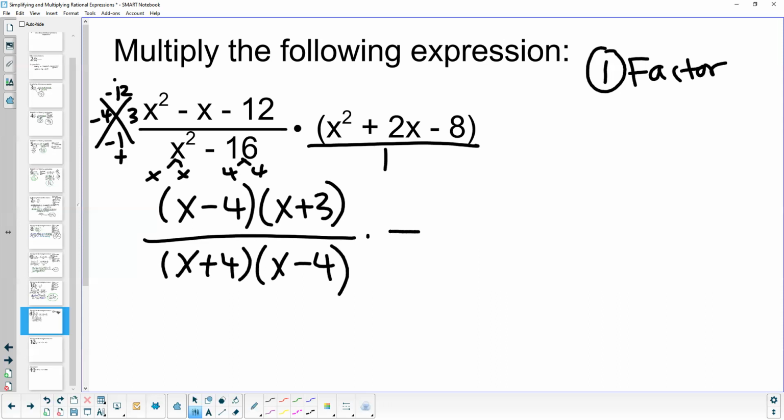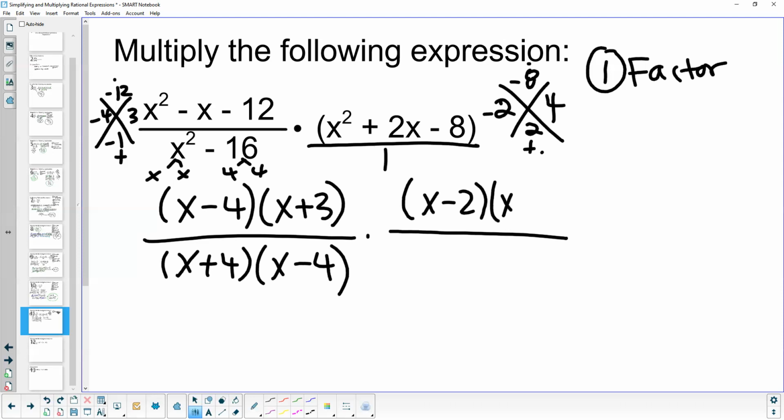Now, how does this relate to this other one? Well, on top, what we're going to have when we factor this completely, we need to figure out what two numbers multiply to negative 8 and add to 2, which is actually going to be negative 2 and 4. So on top, we've got an x minus 2 and an x plus 4. But what do we have on the bottom? Well, the factors of 1 are really just 1. And because anything really has a factor of 1, we're just going to kind of leave it there, right? I'm not going to write anything.